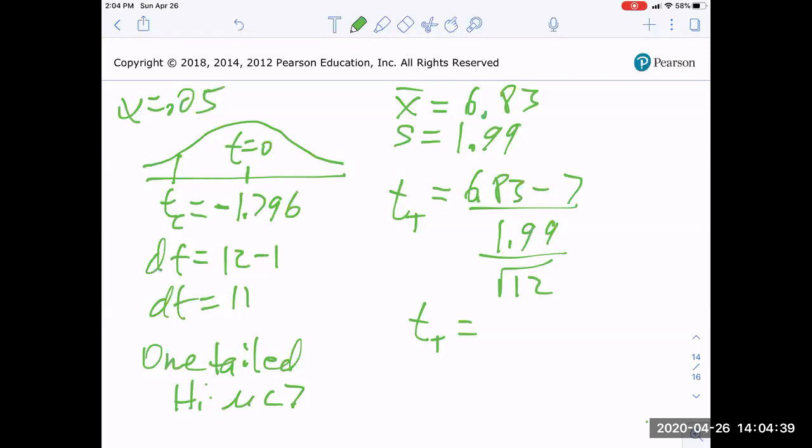I got negative 0.296. Okay, that falls here. So that's my test statistic. It's to the right. So it's not out in my critical area. So right away, I know I'm going to reject H naught.